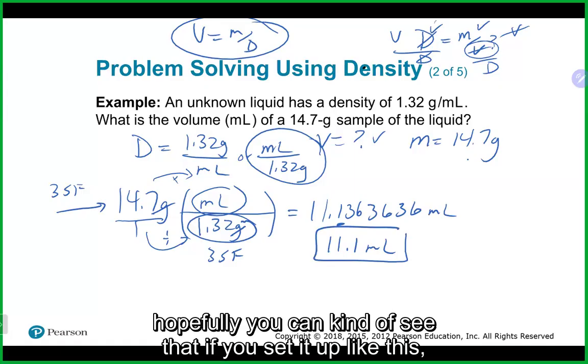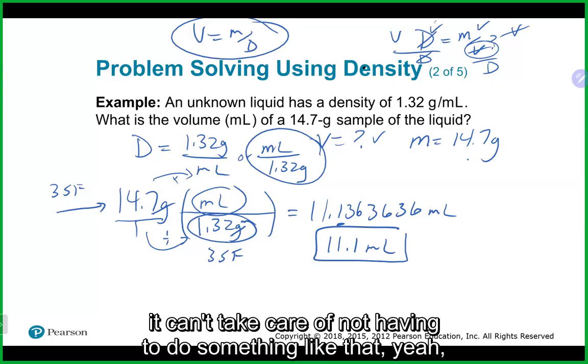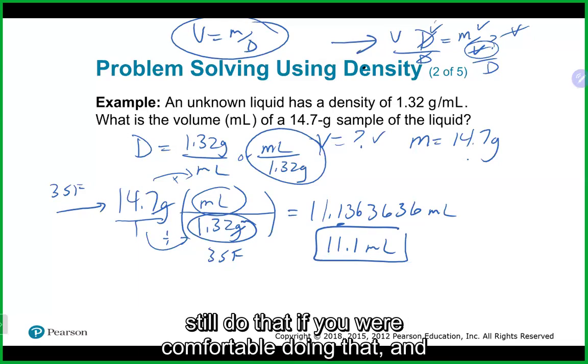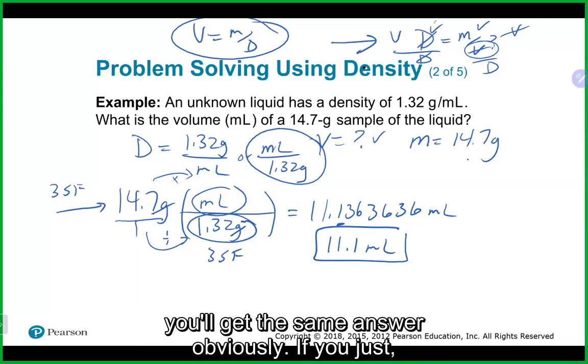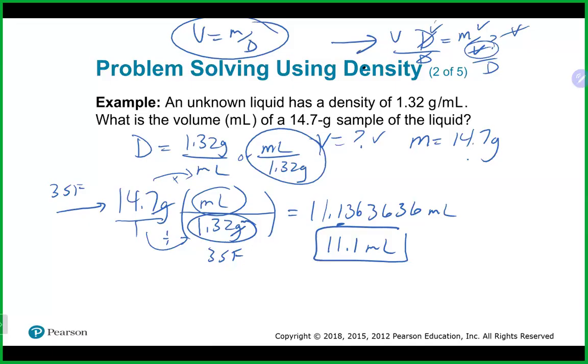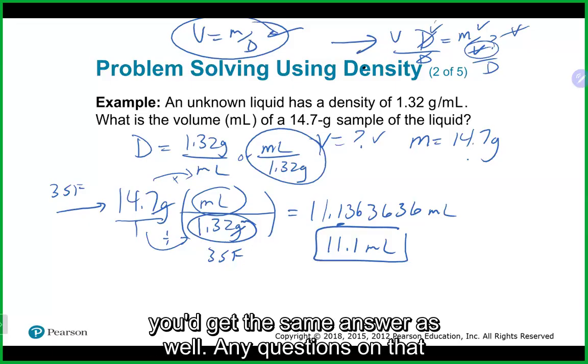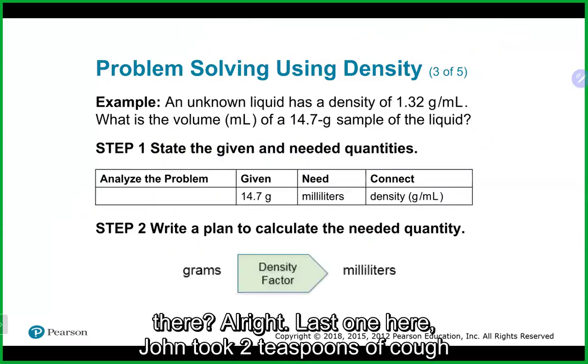So again, hopefully you can kind of see that if you set it up like this, it can take care of not having to do something like that, that you might not want to do in certain cases. Or you can still do that if you're comfortable doing that, and you'll get the same answer. Obviously, if you just plugged and chugged into there, you'd get the same answer as well. Any questions on that there? All right.